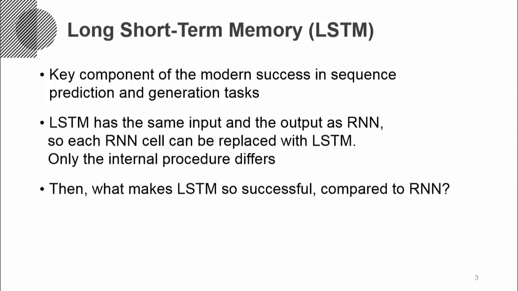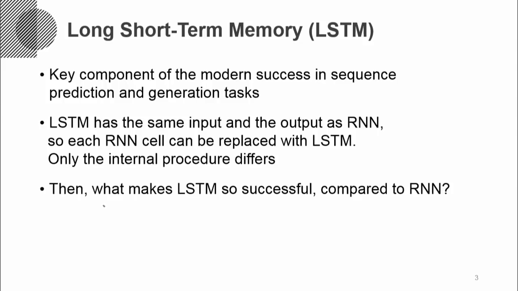And LSTM, or long short-term memory, is working as a key component of the modern success in the sequence prediction and generation tasks. And LSTM has the same input and output modules as an RNN. So each RNN cell can be replaced by this LSTM cell. Then the only difference is that it works in a different transformation and functions internally.